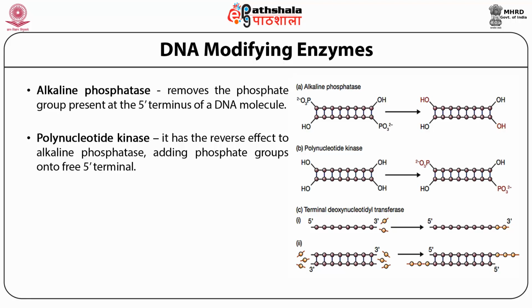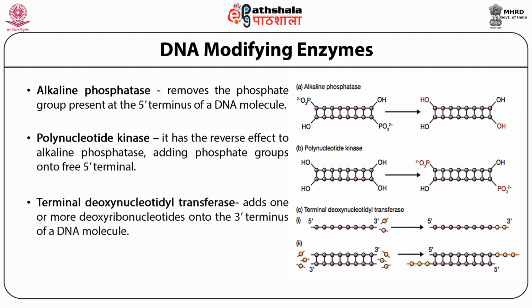If a DNA molecule is not phosphorylated, it can be phosphorylated by this polynucleotide kinase. Thereby, adding phosphorus facilitates gene cloning or forming phosphate bonds. Third, a DNA modifying enzyme used is terminal deoxynucleotidyl transferase.